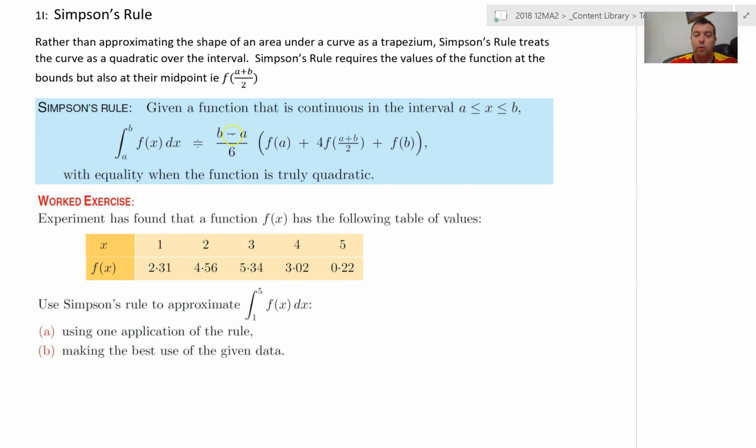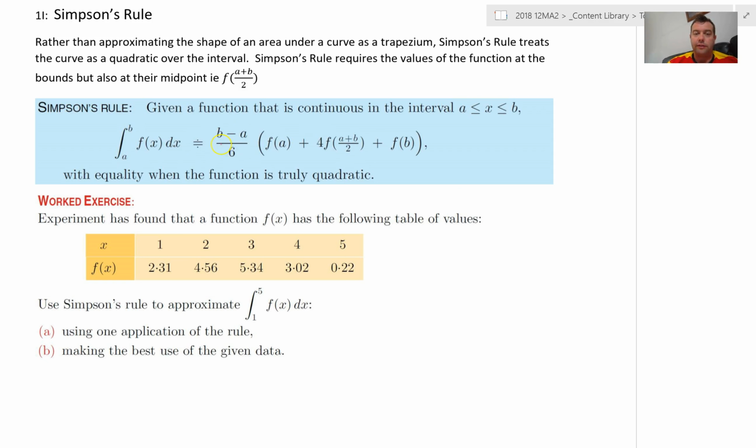In this sense, when I'm dealing with Simpson's rule, what I need is the value of the function at the two bounds and the value of the function halfway in between, (a+b)/2. The midpoint of a and b, I need that point as well. I need to know the value of the function at the midpoint.